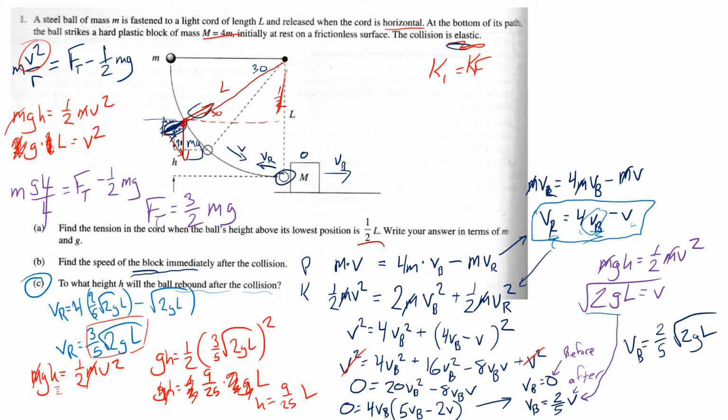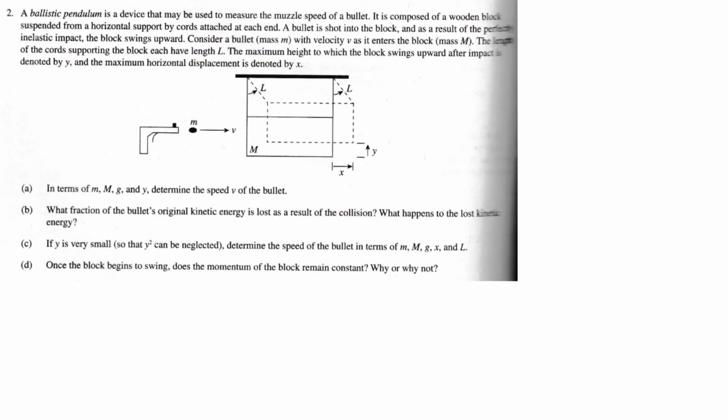Let's do another problem. All right, for the second question, a ballistic pendulum is a device that may be used to measure the muzzle speed of a bullet. Composed of a wooden block suspended from a horizontal support attached to each end. The bullet is shot into the block. The result is a perfectly inelastic impact, that's important.